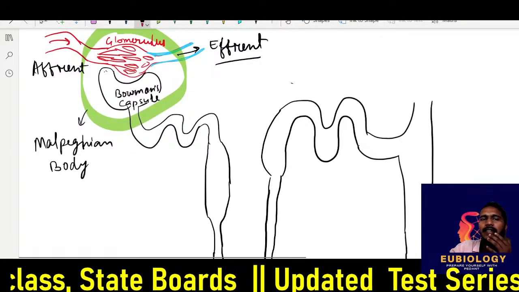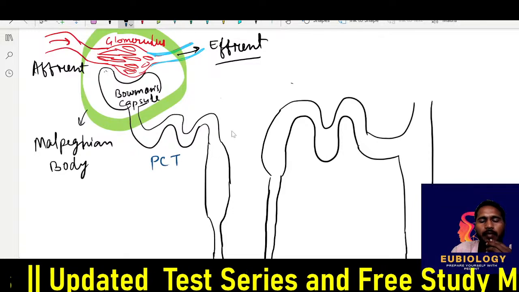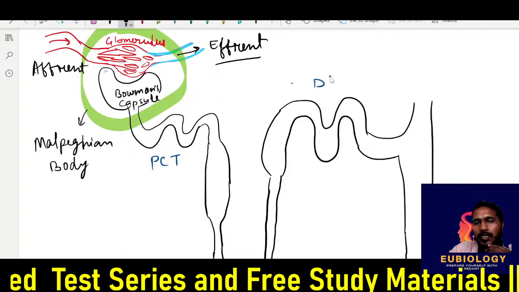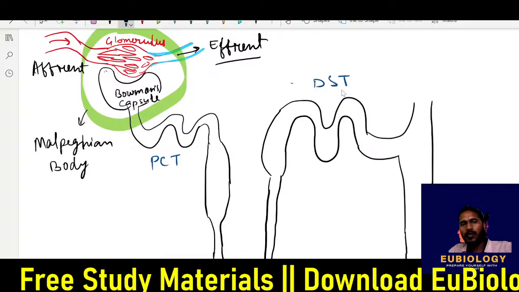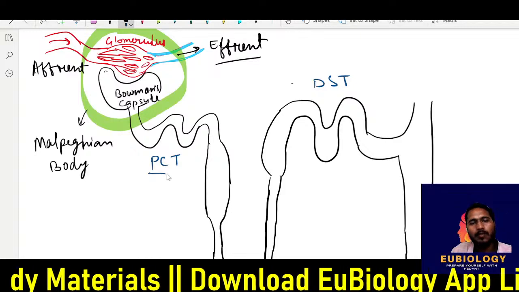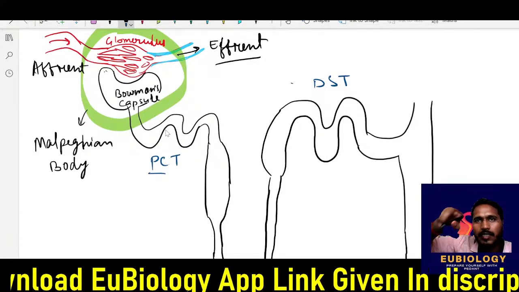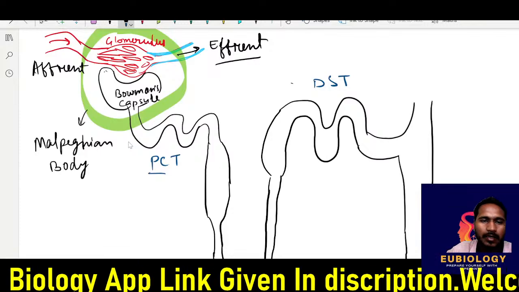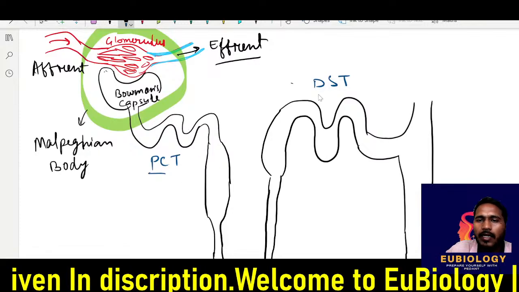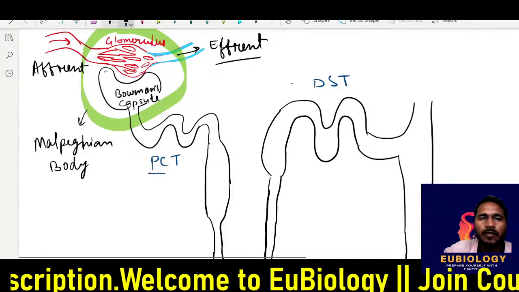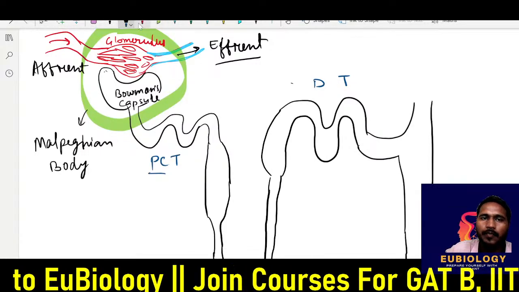The renal tubule is divided into the PCT, proximal convoluted tubule, and DCT, distal convoluted tubule. Distal means backside, proximal means in the front. First, what you are seeing, that is the PCT. Convoluted means it is not straight, it goes ups and down like that. The DCT is in the back side, the distal side. That is telling the position only.